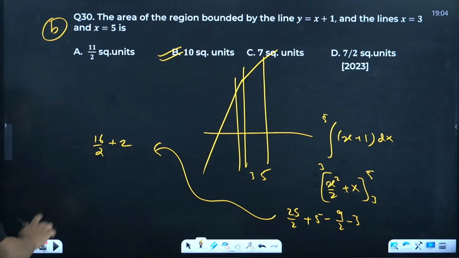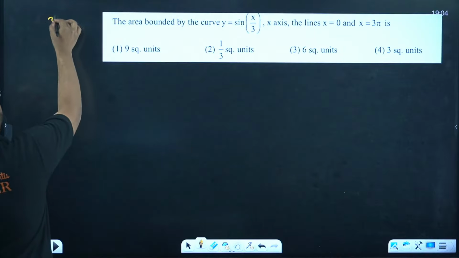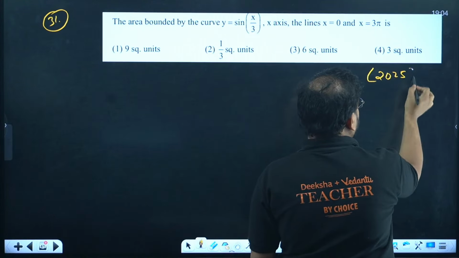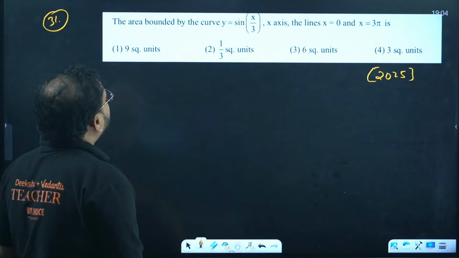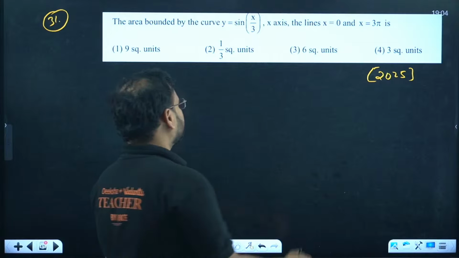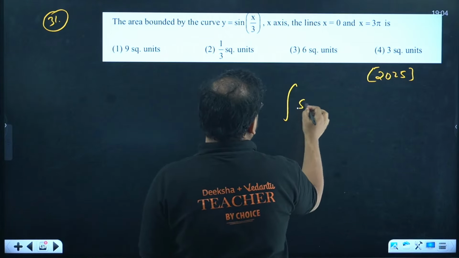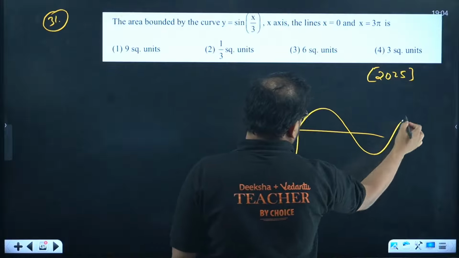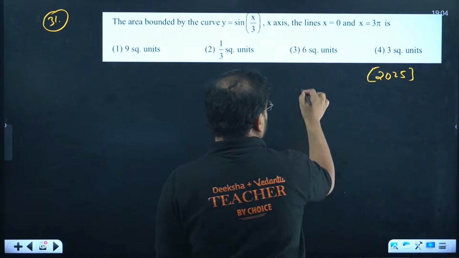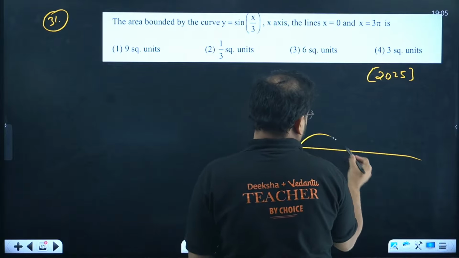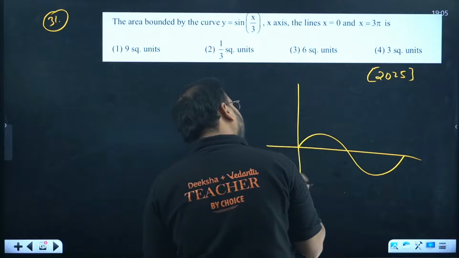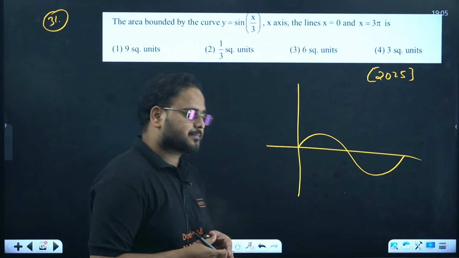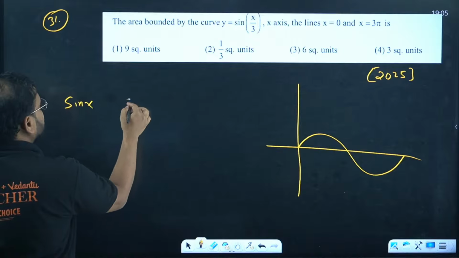Yes, 31st one. This is your PYQ from the 2025 paper. Sin x by 3, from 0 to 3 pi. That's the curve, right? This looks horrible. If it is a sin x curve, then this value is pi, because the domain for sin x is 2 pi.